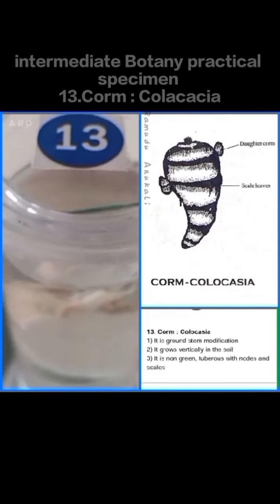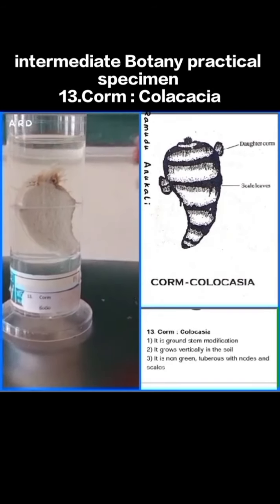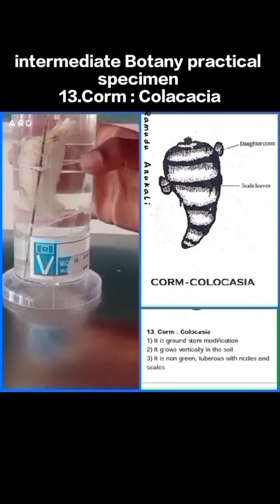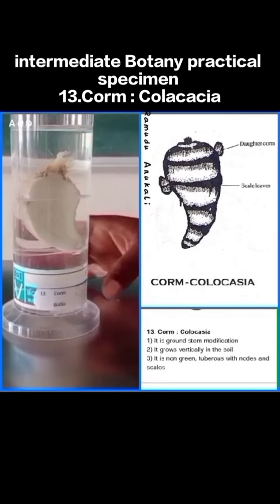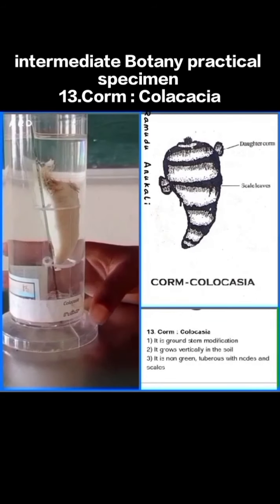Number 13 specimen, corm, Colocasia. It is an underground stem modification. It grows vertically in the soil. It is non-green, tuberous with nodes and scales.